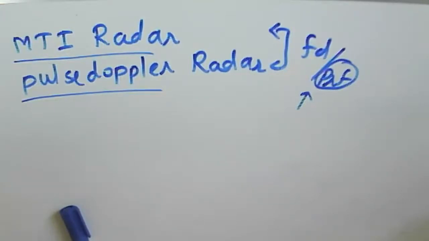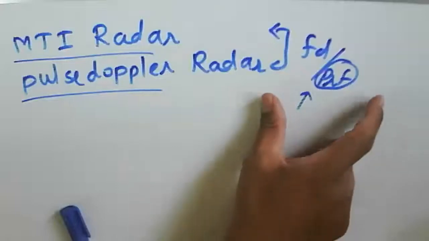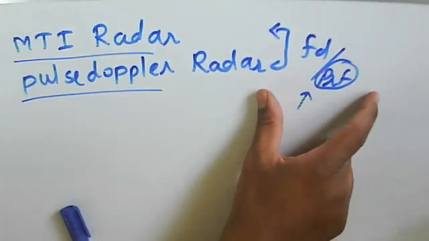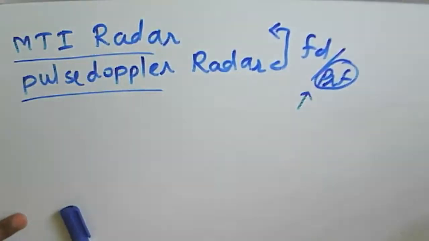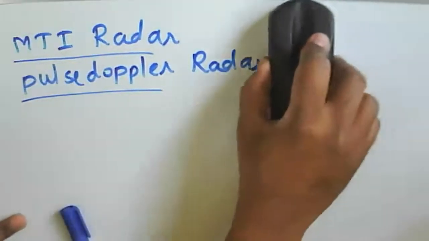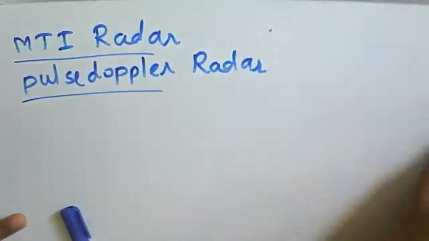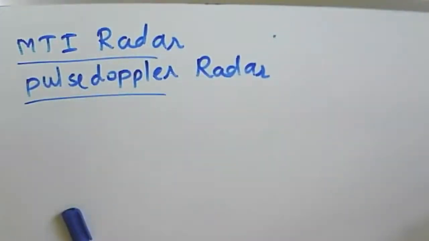So to avoid it, we can consider a high pulse repetition frequency pulse Doppler radar, and that will be used to improve the performance of the radar.